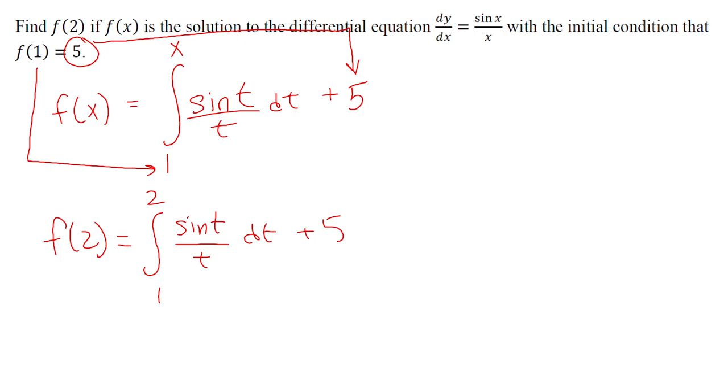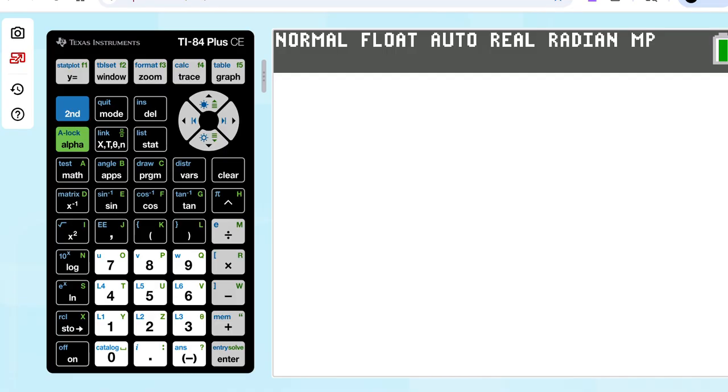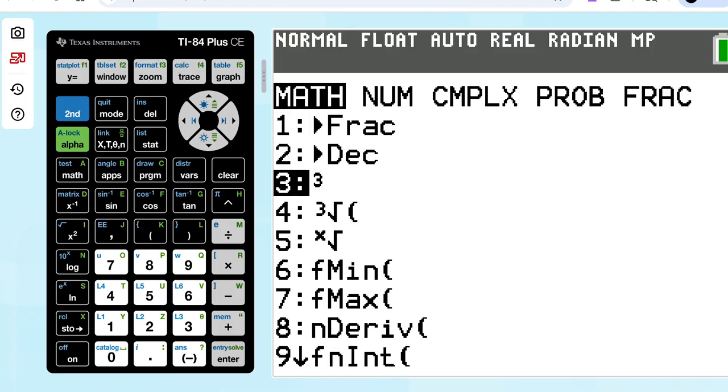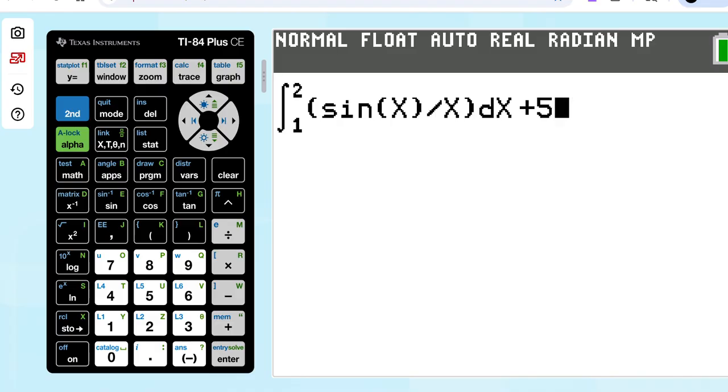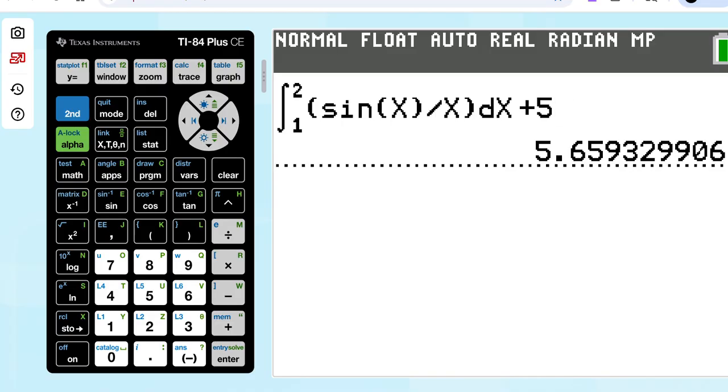So we'll just do the integral from 1 to 2 of sine x over x dx and add 5 to it on our calculator. So we'll hit math, and we'll go down to option 9. And we'll do our integral, as we said, from 1 to 2. And our function was sine of x divided by x dx. Make sure that your plus 5 goes outside the integral, not inside the integral, else you're going to get a very wrong answer. And we've got 5.659 here, if we round to 3 decimals.